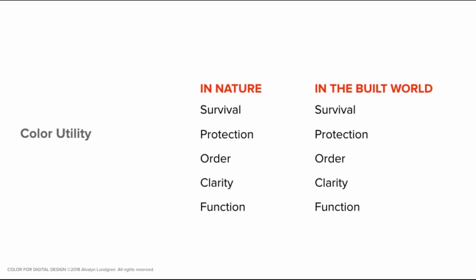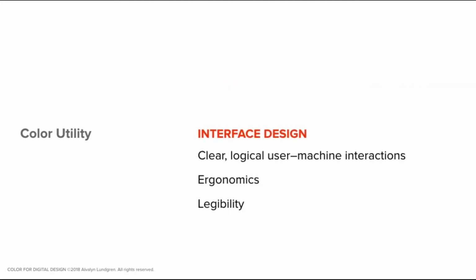We have to work with it purposefully and deliberately, intelligently, and all of that. Color is used in nature for certain functions. It's also used in the made world for certain functions. So in nature, survival, protection, creating order to give visual clarity, and also function. And in the built world, we use it for the same thing: survival, protection, order, clarity, and function. So let's look at some of those.